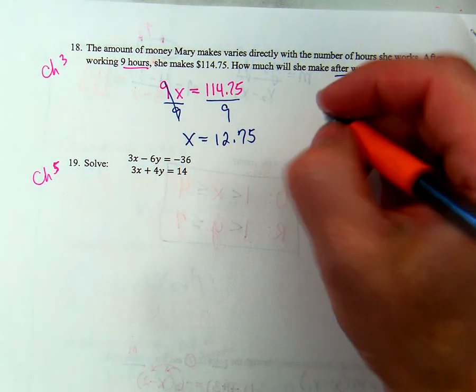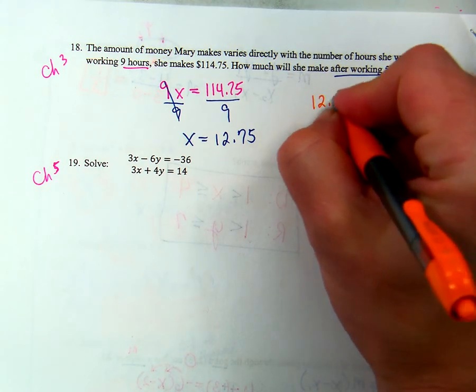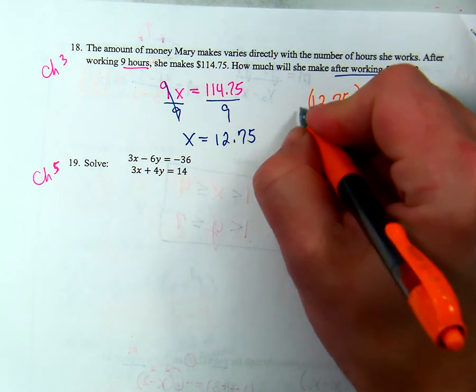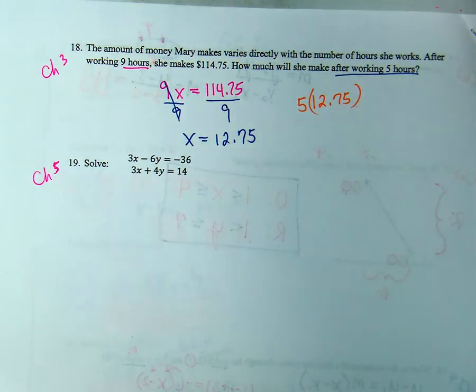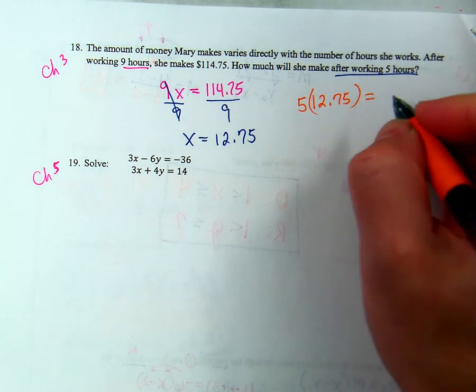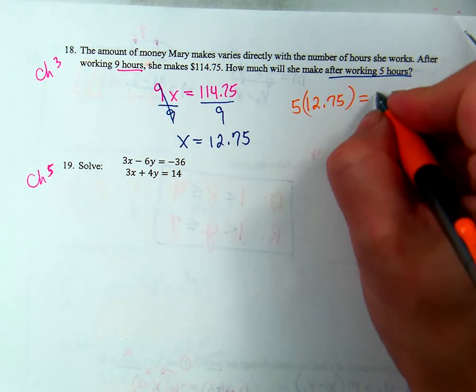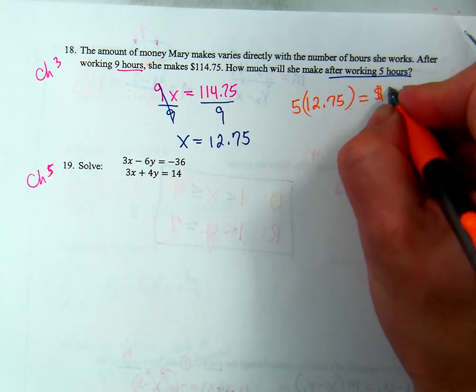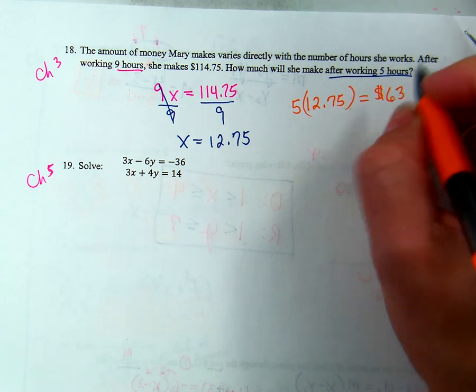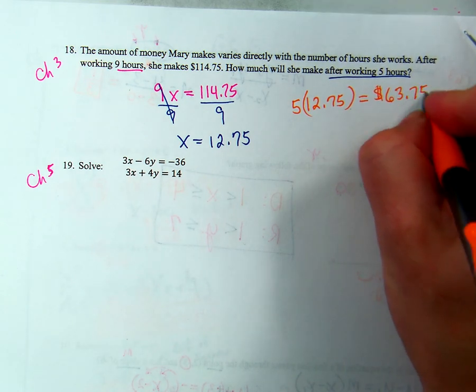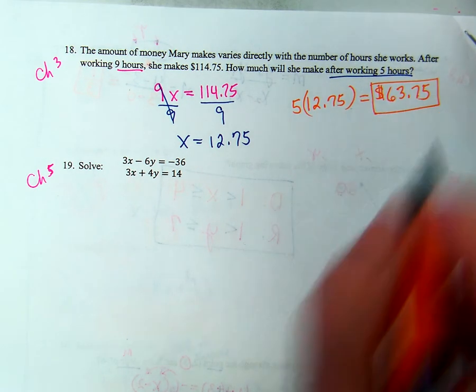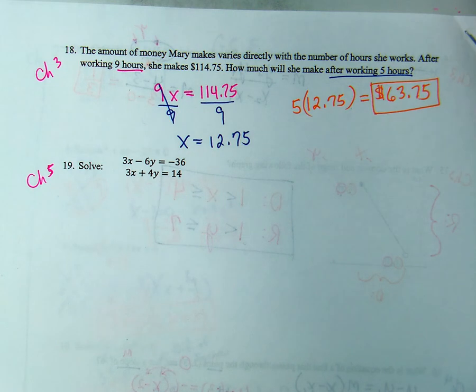Now they want to know how much she makes after working for 5 hours. Well, that's pretty easy. I'm going to take $12.75, and I'm just going to multiply it times 5. So 5 hours times that is going to give me $63.75, and that is dollars, so we put the dollar sign there. So $63.75 would be what she makes after 5 hours.